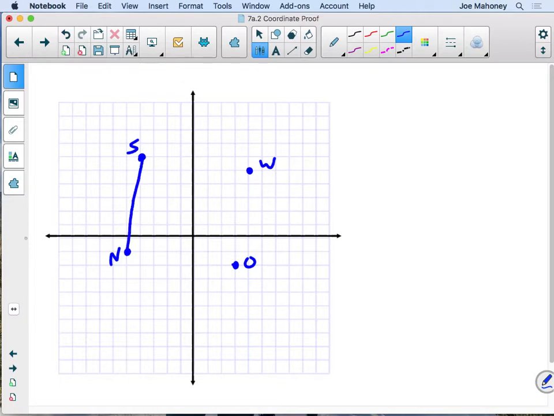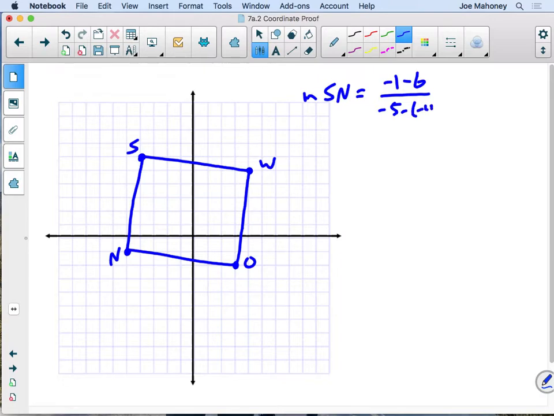This time I'll try to draw my sides a little bit straighter. What we want to show is that this figure is a parallelogram, but not a rhombus. So let's do parallelogram first. I'm going to start doing my slopes, just like before. The slope of side SN, perhaps. I'll do my slope formula. -1 minus 6, change in y, over -5 minus -4, change in x. So I'm going to get -7 over -1. So the slope of SN is +7.